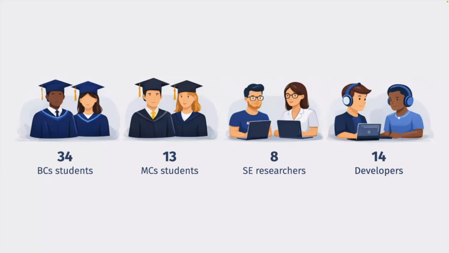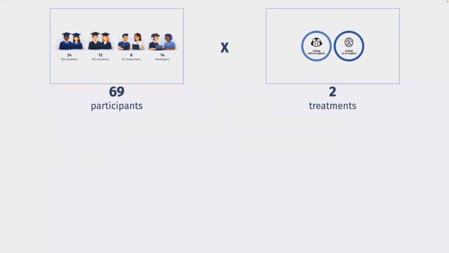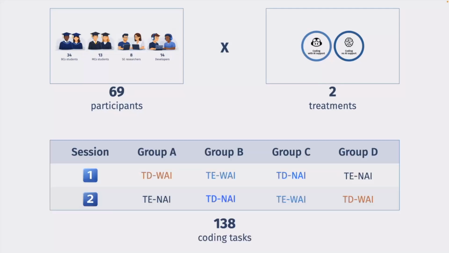For code writing, we accepted the fact to have different types of subjects, from bachelor students to master students. This means PhD postdocs and professional developers. So in total, there are 69 participants, and this was done across 3 different universities, okay, this work. So again, 69 participants times 2 treatments. So we had a total of 138 coding tasks. And this is the experimental design we applied.